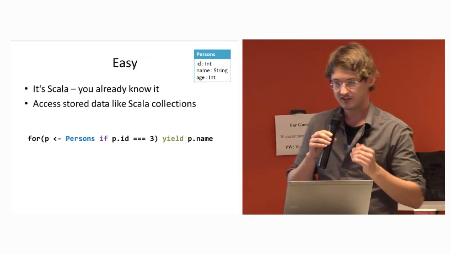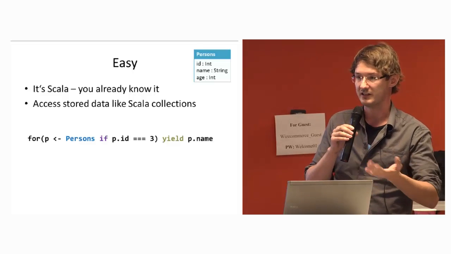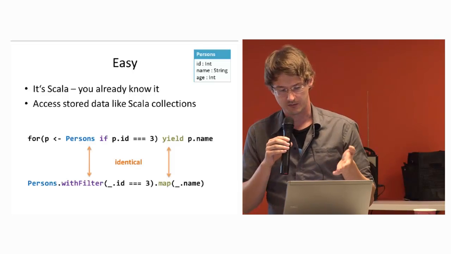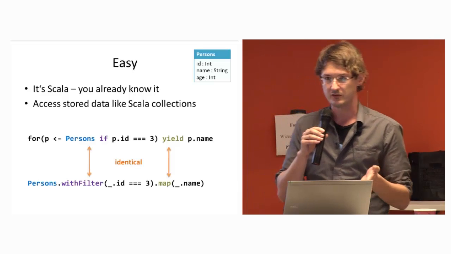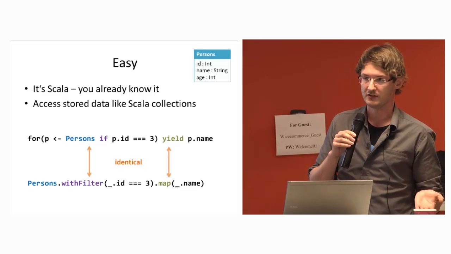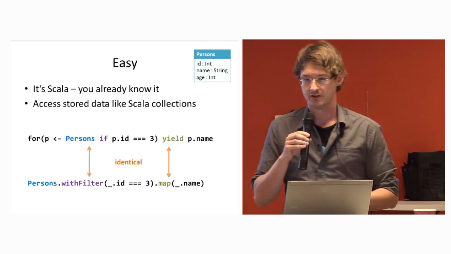So easy. That's how a for-comprehension looks like in Scala, and that's also how a Slick query looks like. And alternatively, you can also use the method syntax, which is identical to this for-comprehension syntax in Scala. The upper maps to the lower. Also for collections, same way for Slick.